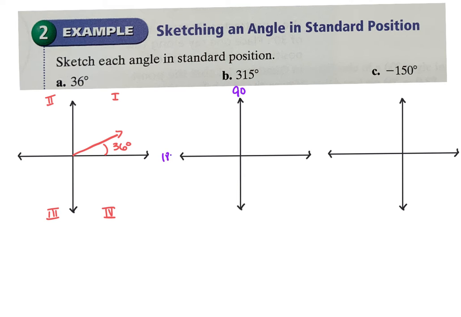90, 180, 270, and 360. Those are your key movements here, okay? So if I have 315, first of all, it's going to be smack dab in the middle of that fourth quadrant because it's 45 degrees away from my 270. All right? 45 degrees away.